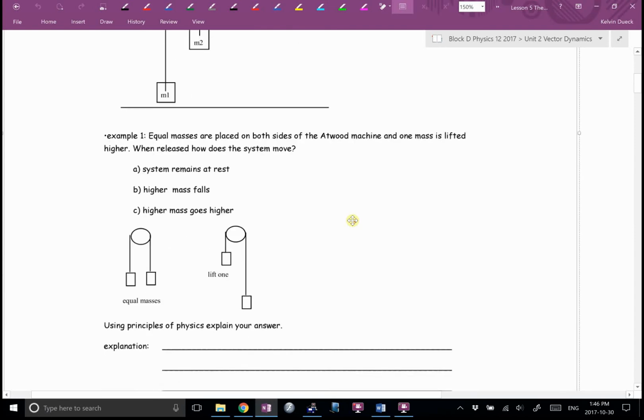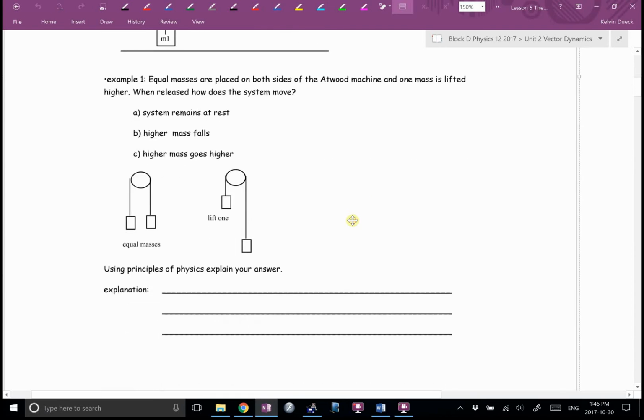So here's our first thought experiment. It says this. Identical masses are placed on both sides of an Atwood machine. So you need to look up, imagine this is the case, except imagine right here, no friction. Perfectly smooth, no friction.